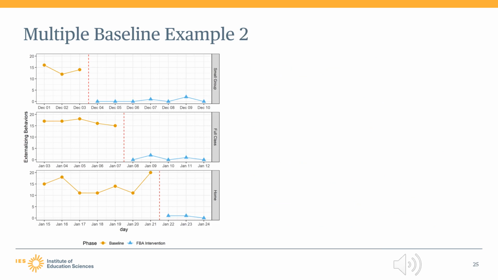Here is a second example, which involves a multiple baseline across contexts design. Take a moment to consider whether this design meets the phases and data points requirements for a multiple baseline design, and whether it meets the 4 additional requirements for multiple baseline designs. You can pause the video if you need more time.